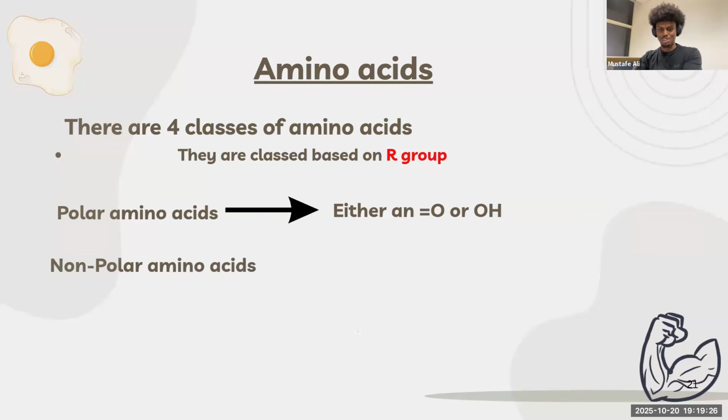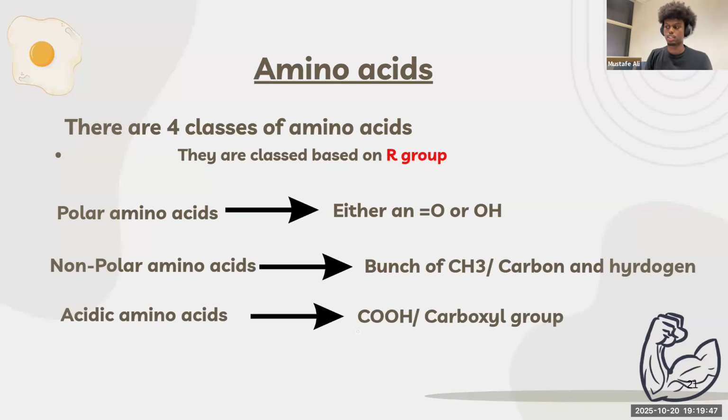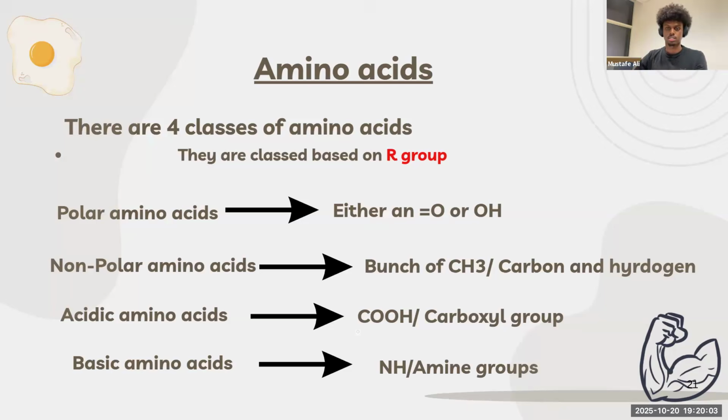Now for non-polar amino acids, a couple of you guys answered already. What do they have? A bunch of carbon and a bunch of hydrogen. Thank you very much. And for acidic amino acids, what do they have in the R group? They have both a double bonded O and an OH present. They have a carboxyl group that is present in the R group. Okay. And how about for basic amino acids? What do they have? They have an amine group that is present in the R group.